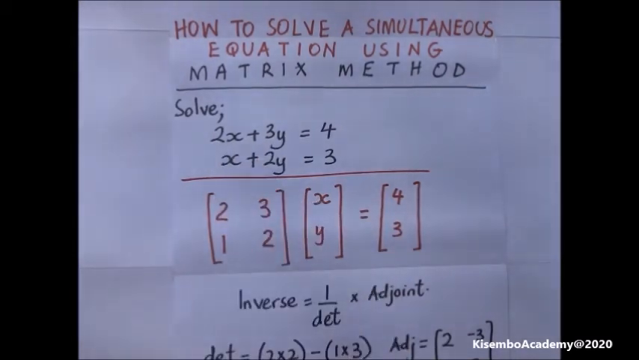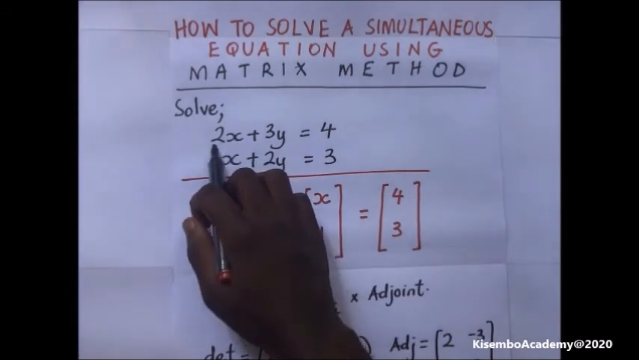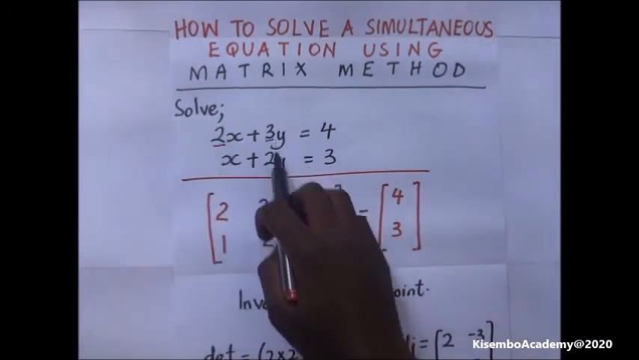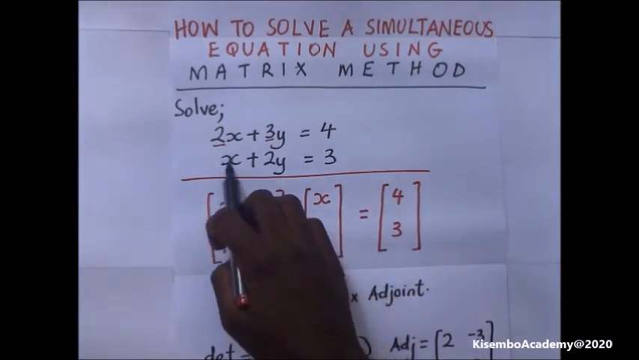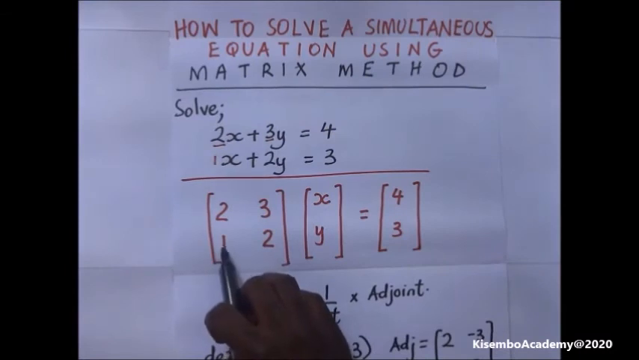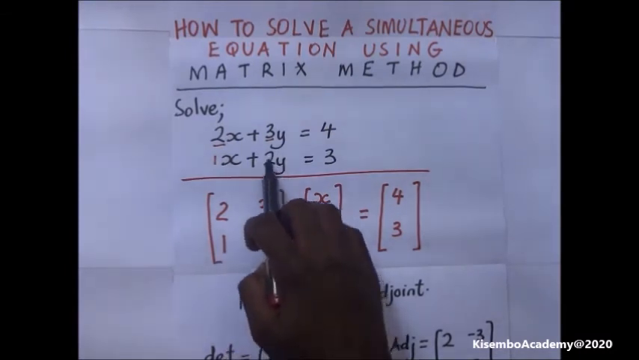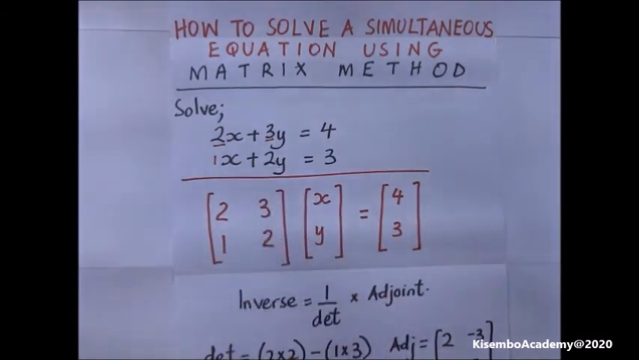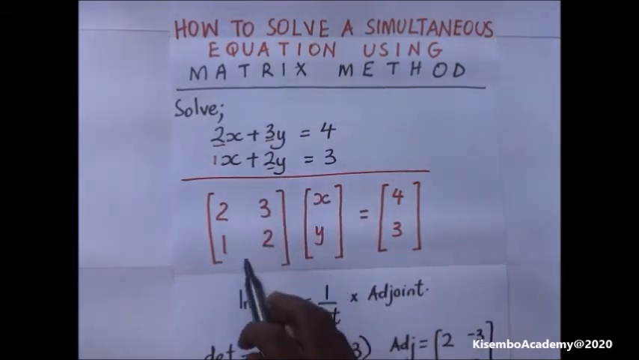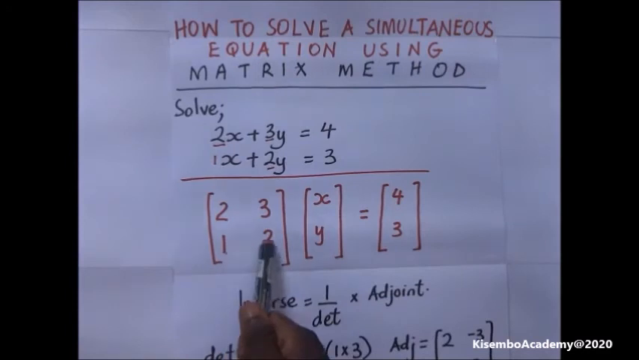And we extract this matrix by just extracting the coefficients of the unknowns. The coefficient of x here is 2, so we extract 2. The coefficient of y here is 3, so we get the 3. The coefficient of x here is 1, so it is the 1 there. And then the coefficient of y here is 2, and that's the 2. So we end up with our matrix as 2, 3, 1, 2. So this is the matrix.